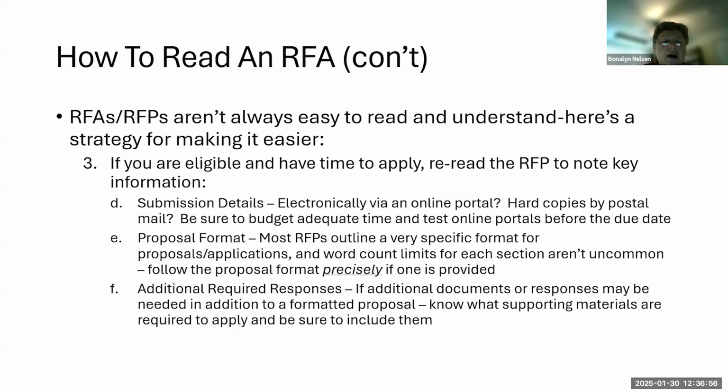You've done that. What do you do now? If you are eligible, and you have the time, you want to look at the submission details. Do you have to submit electronically via an online portal? If you're applying for a federal grant or a state grant, this will be the case. Occasionally, a funder may want hard copies by postal mail. That might be the case at a county economic development office or a city economic development office. If that's the case, you want to know, how do I get this paper application in on time?